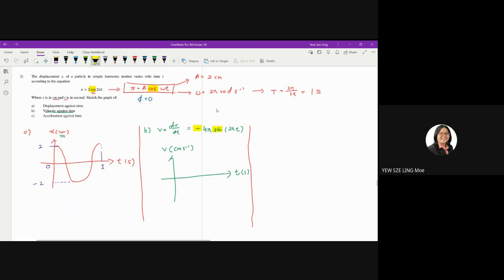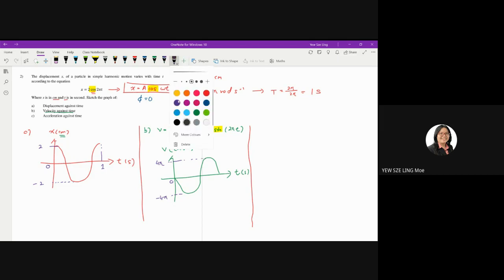Negative sine, so again I'm going to sketch an inverted sine. So this is the shape. After that, I just label the values. The maximum value again is not A, but it is A omega. So A omega, I have 4 pi here. Then the origin, and negative 4 pi. Next I have a graph of acceleration against time.